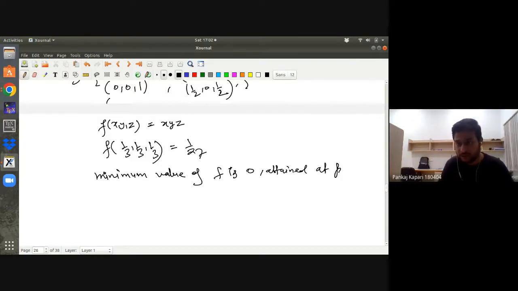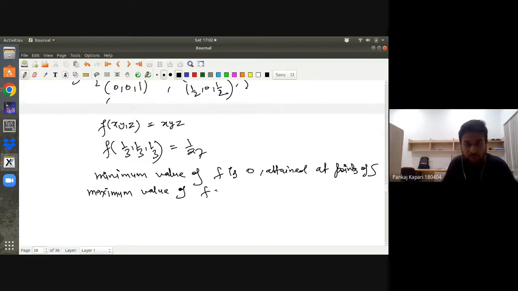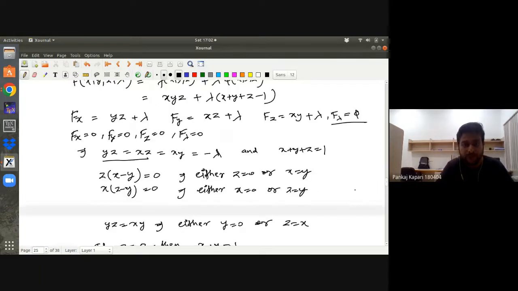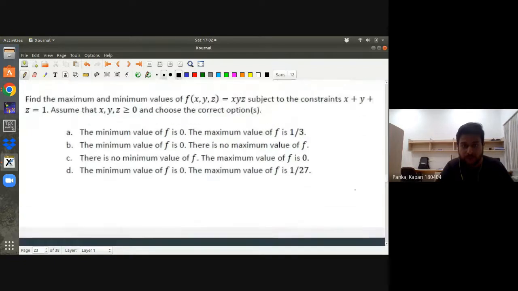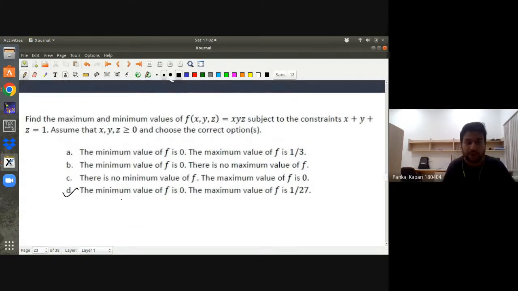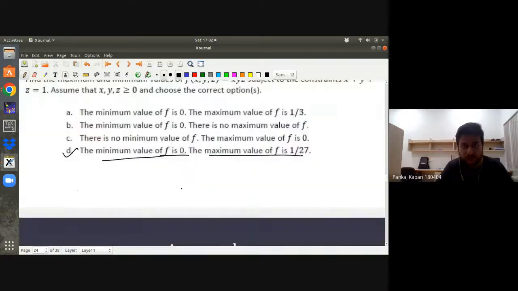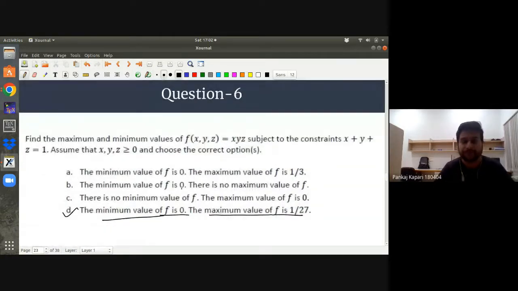So it is attained at points of S. And what is the maximum? One by 27, attained at 1 by 3 comma 1 by 3 comma 1 by 3. So the option D is correct. The minimum value of the function is 0 and the maximum value of the function is 1 by 27. Okay, so just note down this problem and solution. This is the problem.